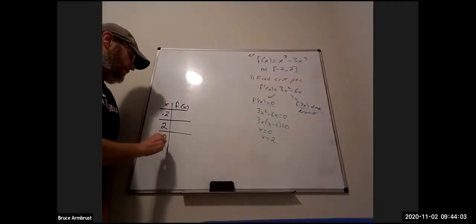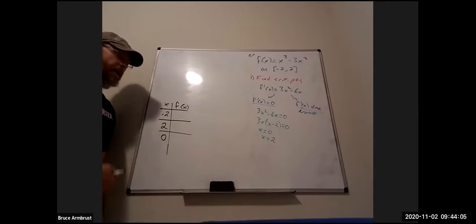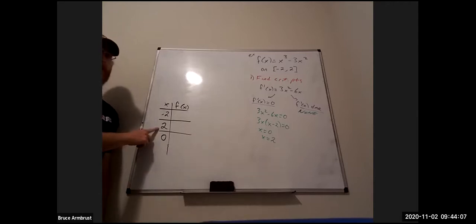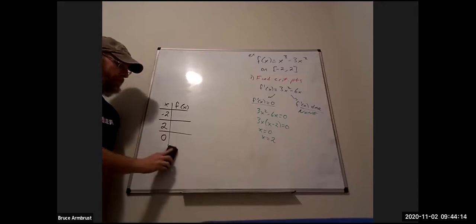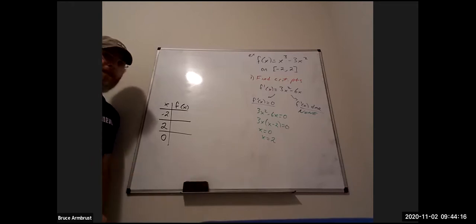So I need to check them. So I'm going to check 0. I also need to check 2, but 2 is already on my list, so I'm not going to redo it. Right? So I'm going to check these 3 places. These are the possible places where I might have extreme values.